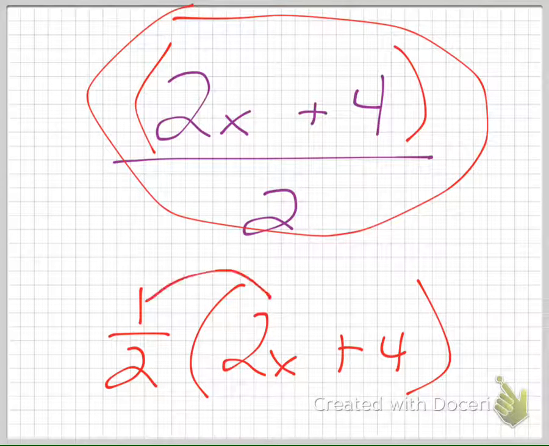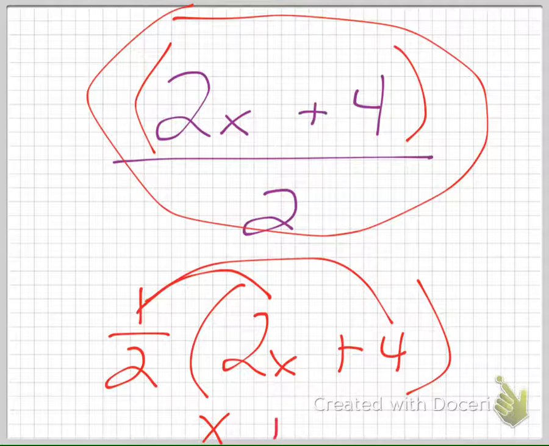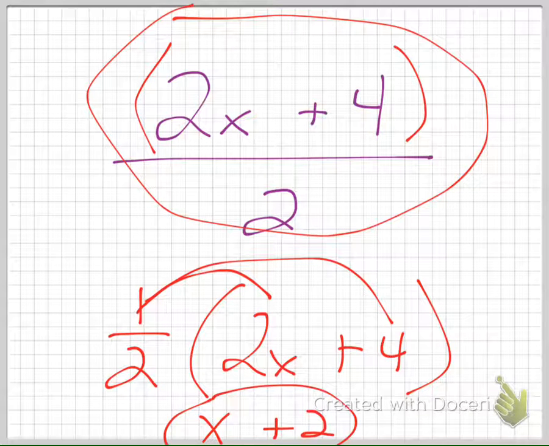So I'm going to go rainbow. What's 1/2 times 2x? Half of 2, just x. And then what is 1/2 times 4? Makes sense? I don't expect you to rewrite that like this.